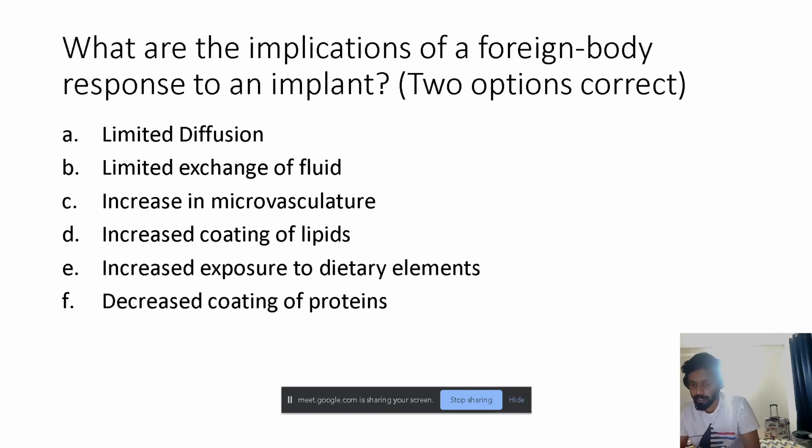Will there be limited diffusion of whatever drug is inside the implant to go out? Will there be a limited exchange of fluid both ways, so that cell migration also becomes hard? Is there increased microvasculature in the implant? Is there an increased coating of lipids? Is there an increased exposure to dietary elements? Or is there a decreased coating of proteins?